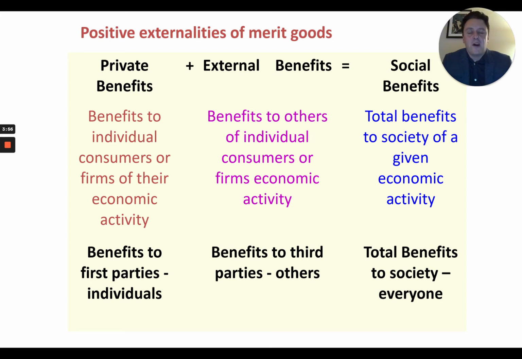So private benefits are the benefits to the individual consumers or the firms in their economic activity. So this is the benefits to the first parties, the individuals. Okay, then there's external benefits. Now that's benefits to others beyond the individual consumers or firms in that economic activity. So the third parties are not involved, but they benefit from the actions of the first parties. Okay? And if you add those together, you get social benefits, which is the total benefits to society of a given economic activity. And that's where everyone benefits as a result of the consumption or production of merit goods.